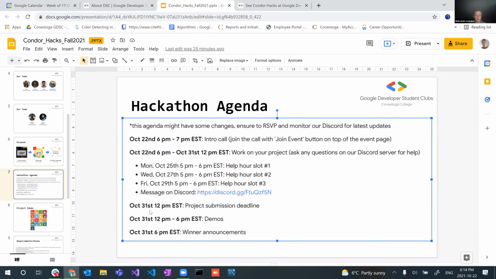And then right now, the deadline we set up is October 31st, 12 p.m. And then we will have October 31st from 12 to 6 p.m. demos. After we receive all of the submissions, we will understand how many projects and how many people we have, generally how many projects we need to evaluate. And then we will give you a call link with your specific time slot.